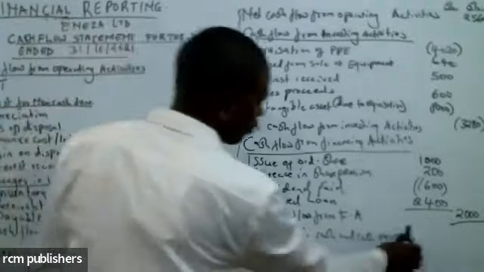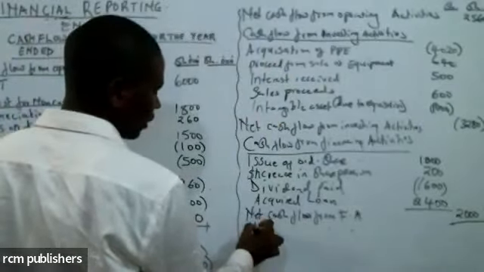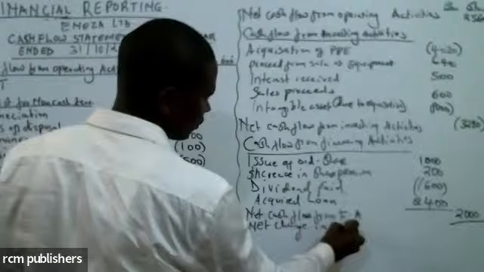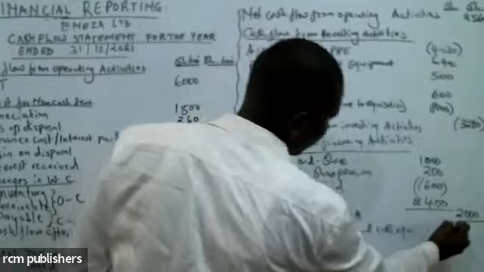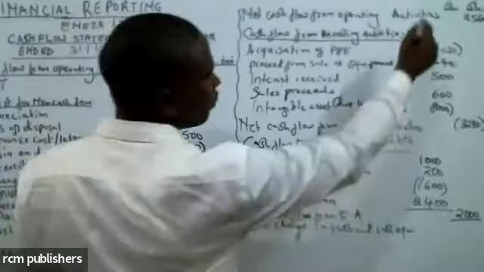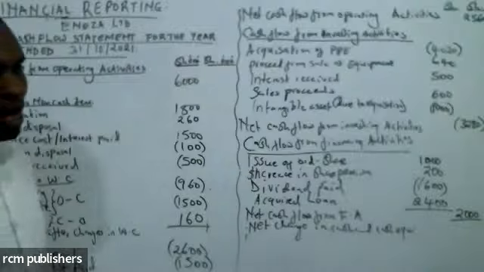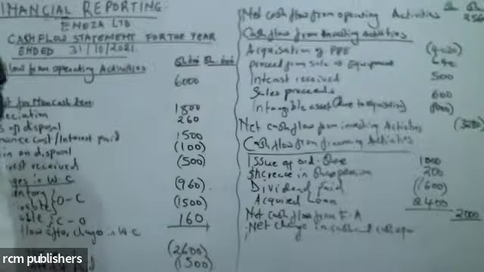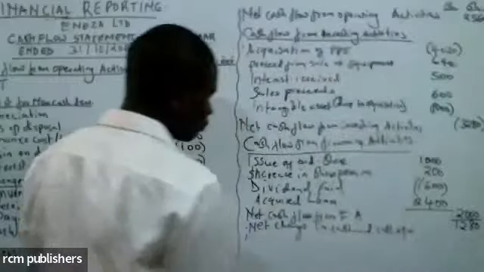Acha niweke hapo juu kidogo. Net changes kwa Excel ungefanya nini? Ungecut net changes in cash and cash equivalent. How much are you getting? Total ya hizo tatu. 2560 minus 3280 plus 2000. 1280. We're getting 1280. Plus, what did we say?